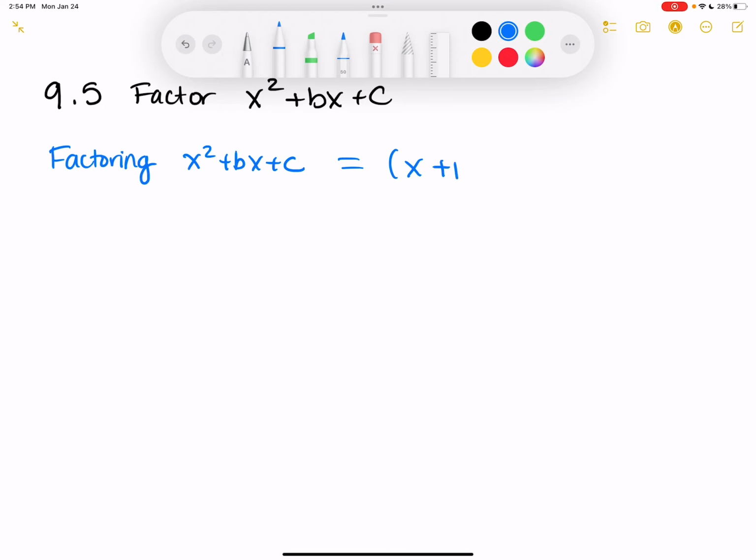x plus p, x plus q, provided p plus q is equal to b, and p times q is equal to c. So there's no numbers? No, there are numbers. This is just in letters what it looks like. This is like the formula essentially for it.